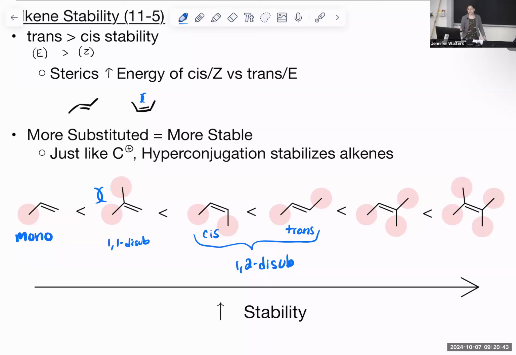Then we get our trisubstituted as the next most stable, where again, we're going to see that Z is less stable than E. And then we'll consider our tetrasubstituted, and again, Z will be less stable than E. So the number of substituents is the greater stabilizing factor. So you first identify how many substituents you have and try to categorize them first, and then look at sterics. So substituents first, then sterics when predicting your alkene stability.